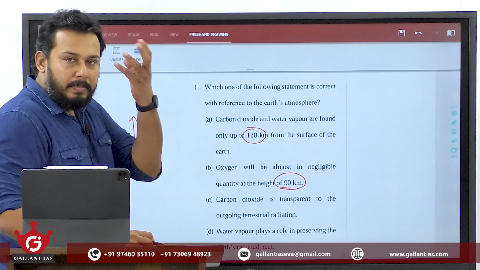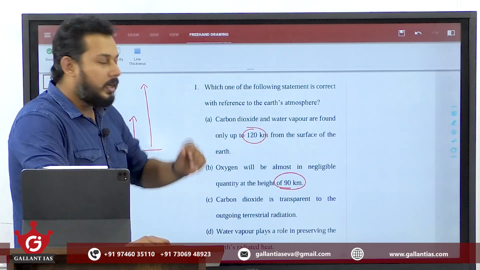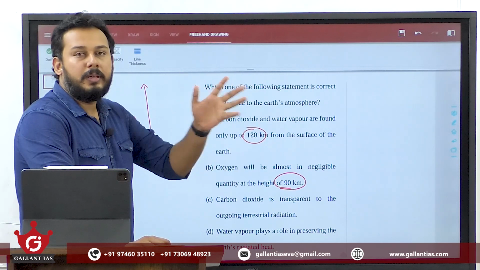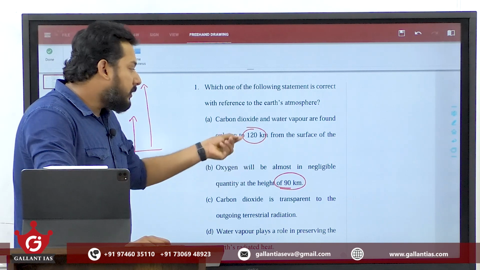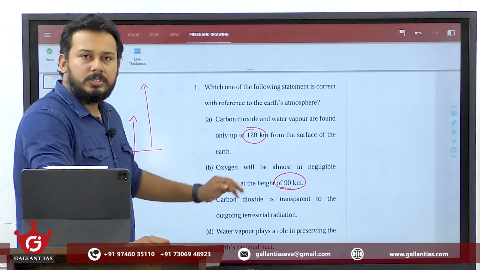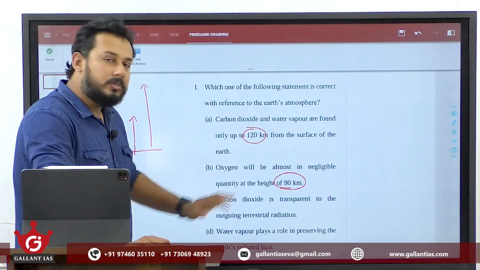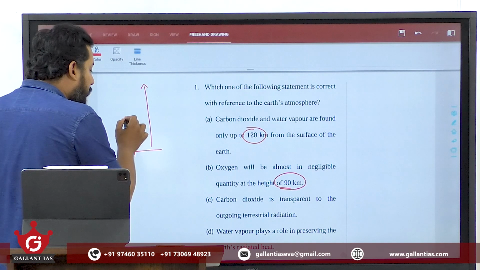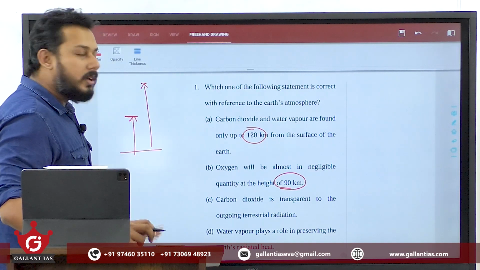Just think or just apply logic. Carbon dioxide means one carbon atom plus two oxygen atoms. Oxygen is just two oxygen atoms. So basically, carbon dioxide should be heavier than oxygen, right? Because it has a carbon atom added to it. Carbon dioxide should be heavier than oxygen, which means that carbon dioxide should be lying at the bottom layer compared to oxygen. So either of these statements is wrong.